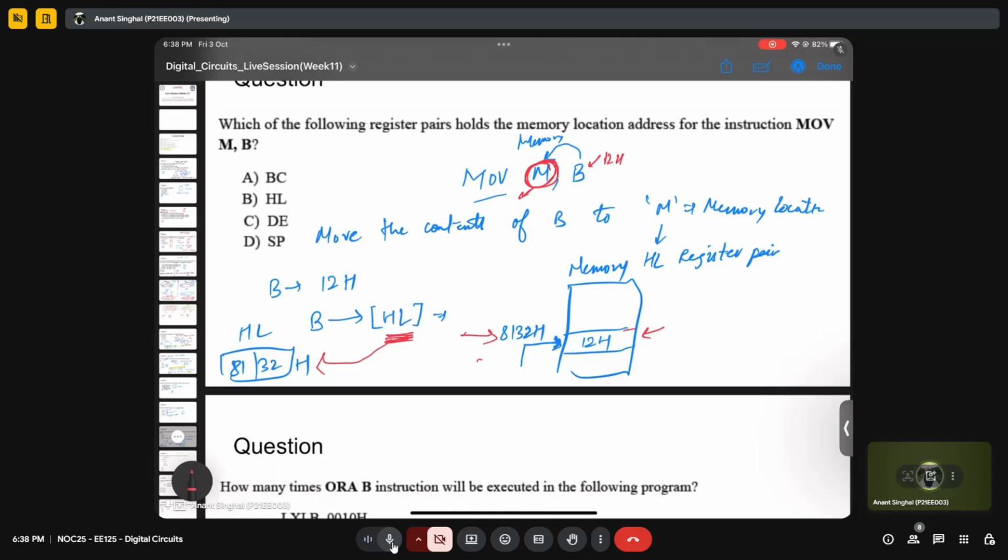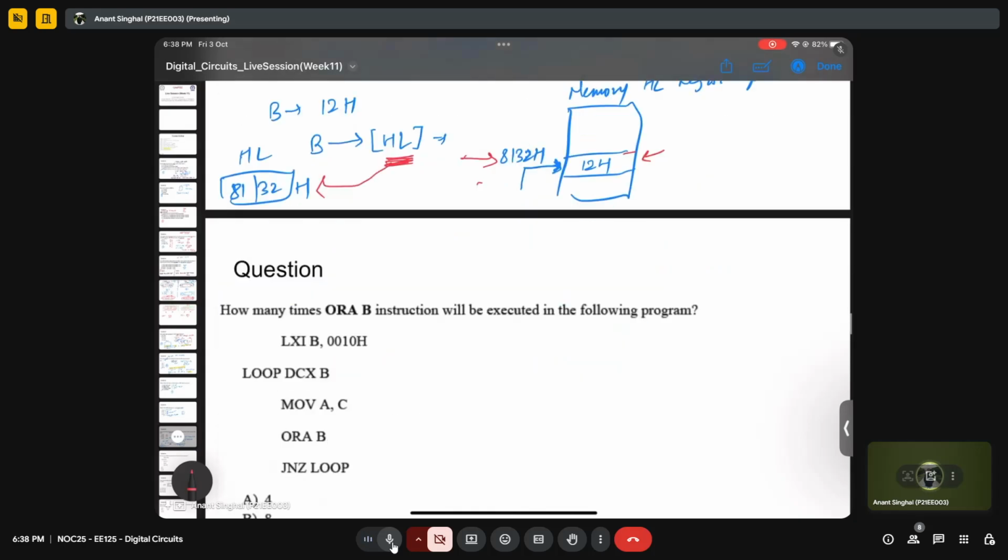So now it says which of the following register pairs hold the memory location address. The register pair is HL. So the correct answer is option B. I hope it is clear to everyone. Okay, so let's move ahead.